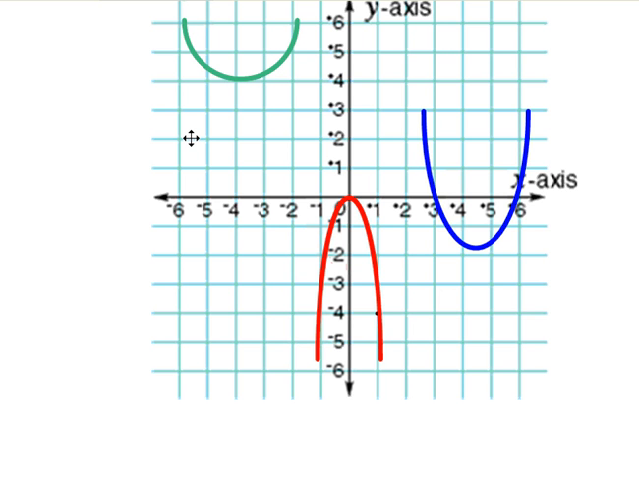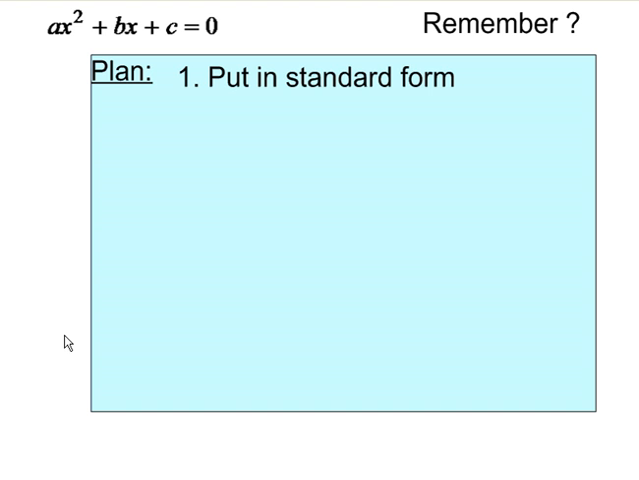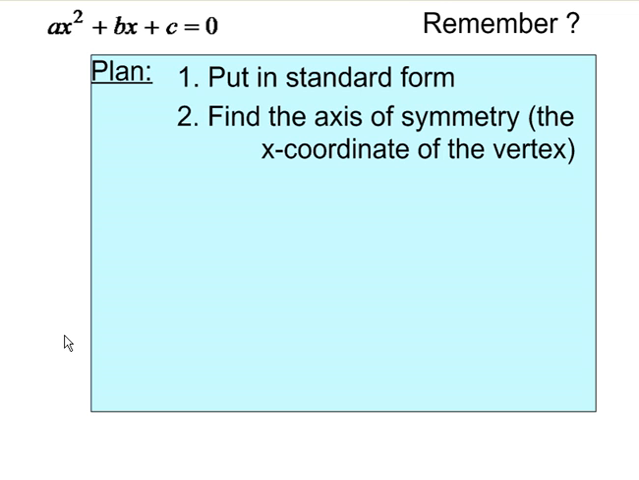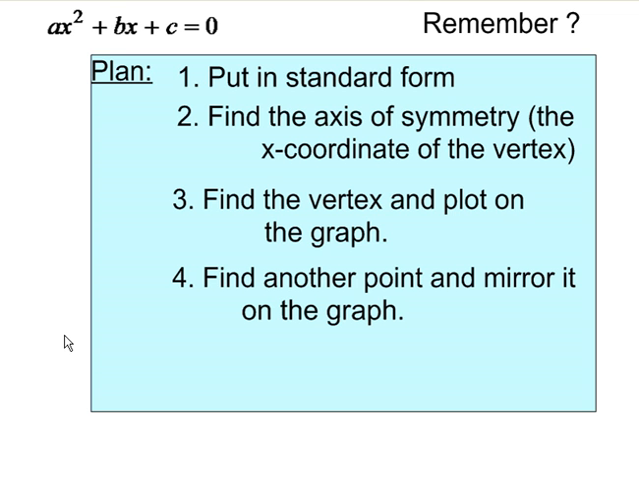Let's go through what we should already know about quadratics and the way to graph them. Remember, we always have a plan. First, we make sure it's in standard form, which is ax squared plus or minus bx plus or minus c equals 0, because once we start solving a quadratic in one variable, we need to set y to 0. We need to find the axis of symmetry, which is the same as the x-coordinate of the vertex. We find the vertex and plot it on the graph, then find another point and mirror it. That other point is obviously the y-intercept, the easy thing to pick. Then we draw the graph.